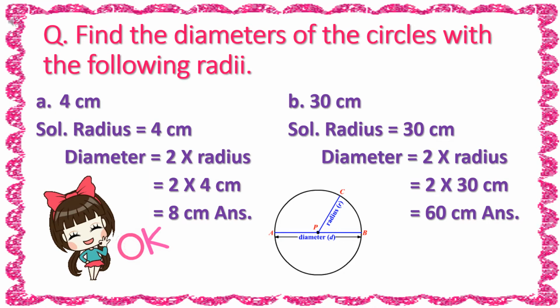Let's understand it with the help of examples. Our first example is radius which is given to us is 4 centimeter. So how will we do the sum is we will write radius is equal to 4 centimeter. And what we have to find out? We have to find out diameter. So in next line, we will write diameter that is equal to 2 multiplied by radius.